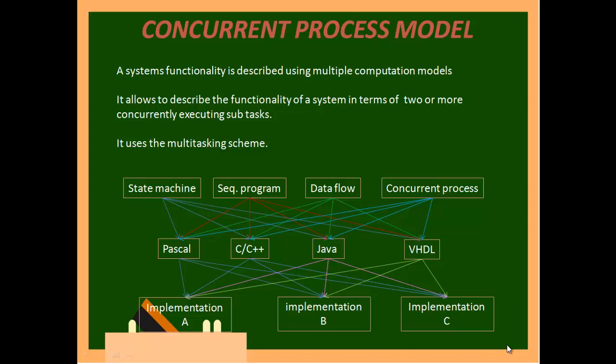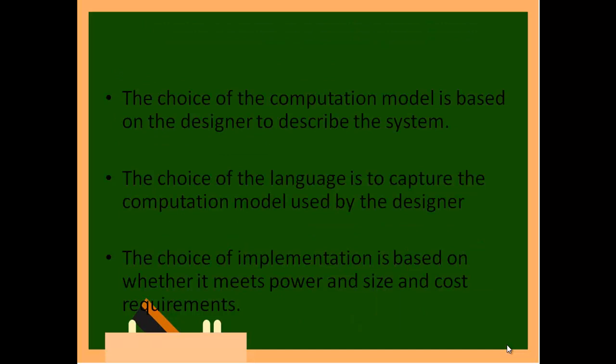So that is what is concurrent. Concurrent, at a time 2 or 3 types of model will be running, and you will combine them. Usually this is for a multitasking scheme. When you want to go for multitasking, you go for this concurrent model.